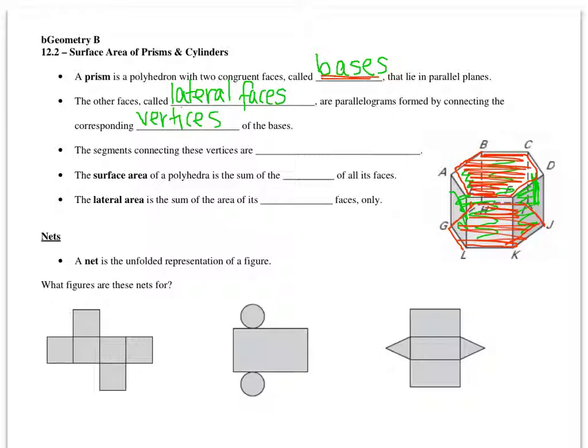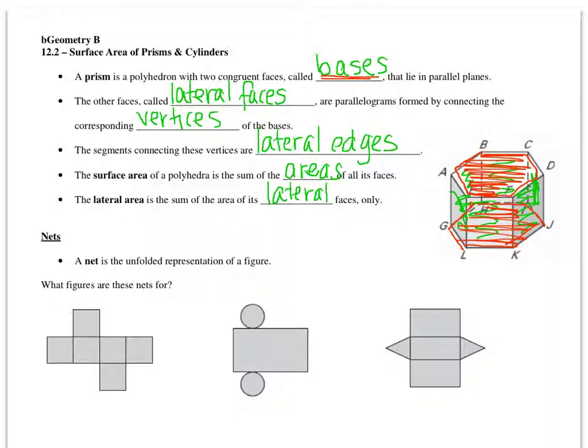It says the segments connecting these vertices are lateral edges. The surface area of a polyhedra is the sum of the areas of all its faces, which makes sense. If we find the area of each face and add them all up, that's going to be the total surface area. The lateral area is the sum of all its lateral faces only. So the lateral area I think of as like the side area.